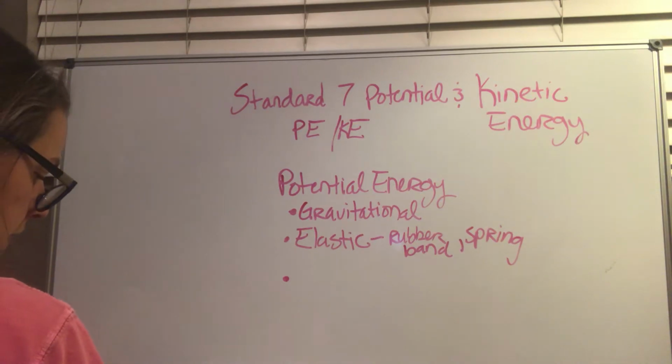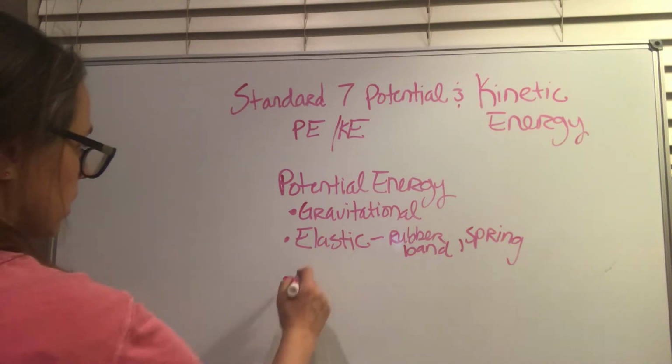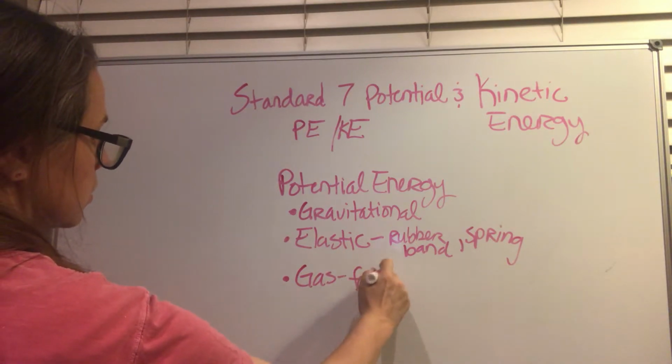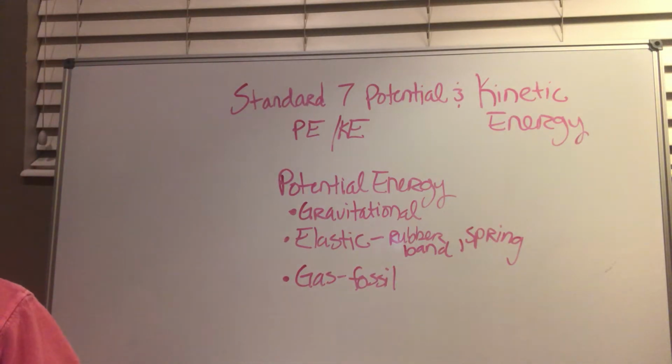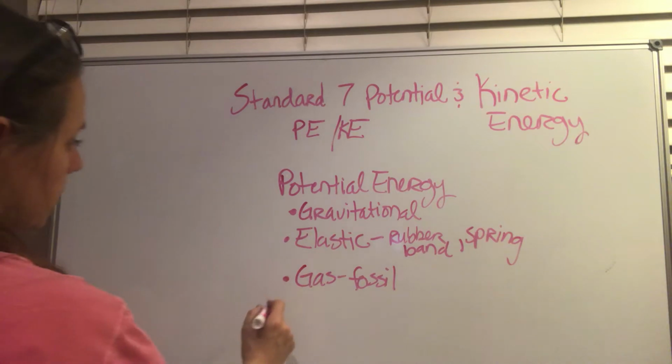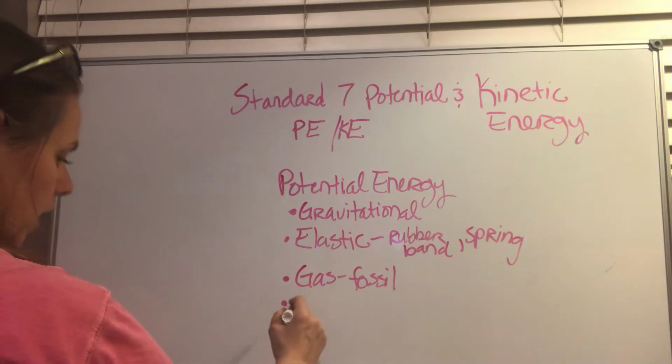Okay, the other potential energy forms are like gas, fossil fuels. So they basically have energy in them. So if we burn them, then they will create kinetic energy. And the other one is food.